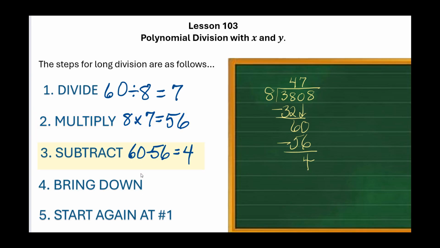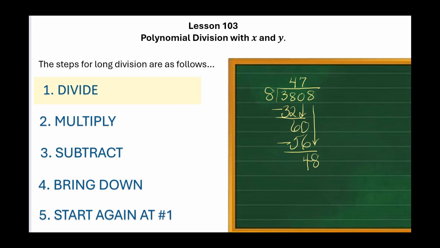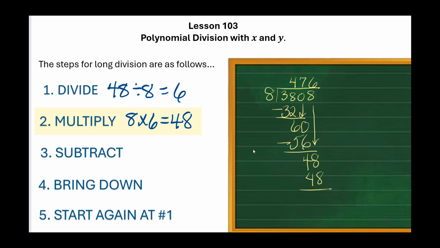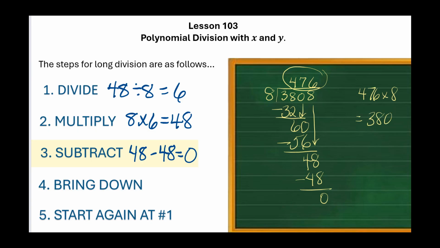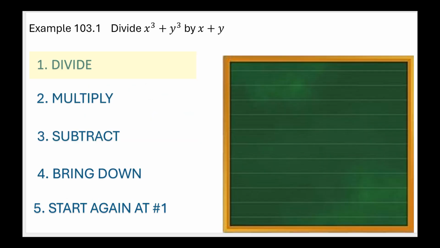Then we will bring down again, and now we go back to number 1. Start again. So we divide 8 into 48. So 48 divided by 8. We will put the 6 up here. And now we will multiply 8 times 6. And our next step is to subtract. And there's nothing left to bring down, so we are done. We have our quotient, which is 476. And we know that means that 476 times 8 is equal to 3,808, because that's what division means.